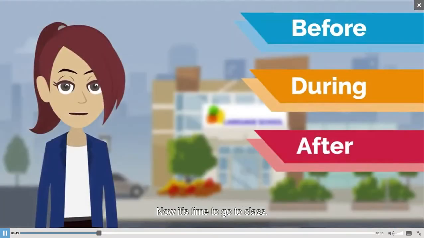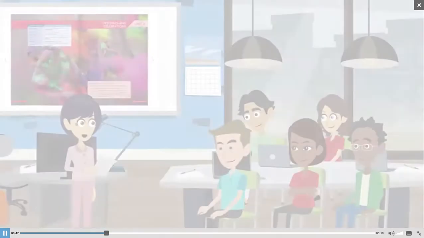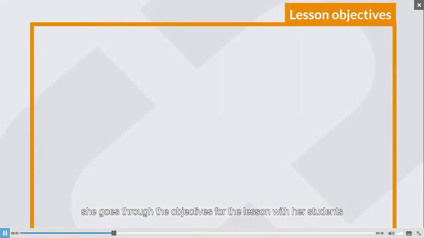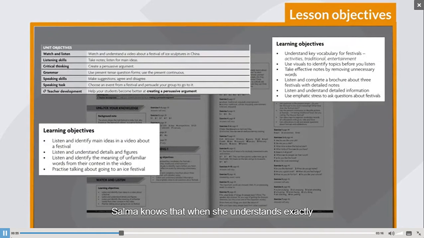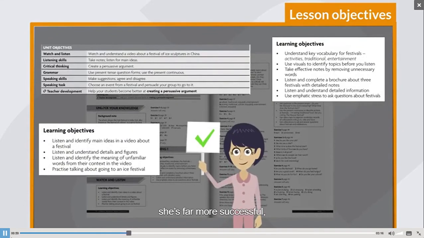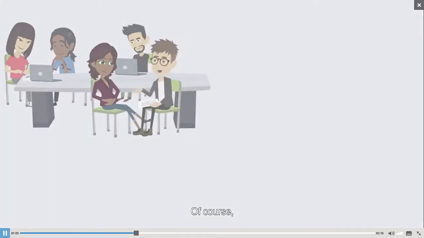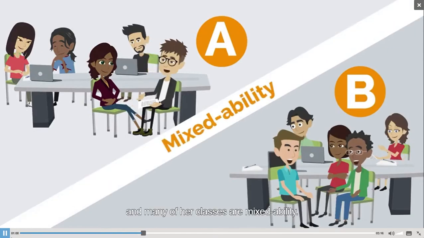Now it's time to go to class. What does Salma do during the lesson? At the beginning of the lesson, she goes through the objectives for the lesson with her students so that they know what they're going to learn. Salma knows that when she understands exactly what she's trying to achieve in her lessons, she's far more successful, and so are her students. Of course, no two classes are the same, and many of her classes are mixed ability.